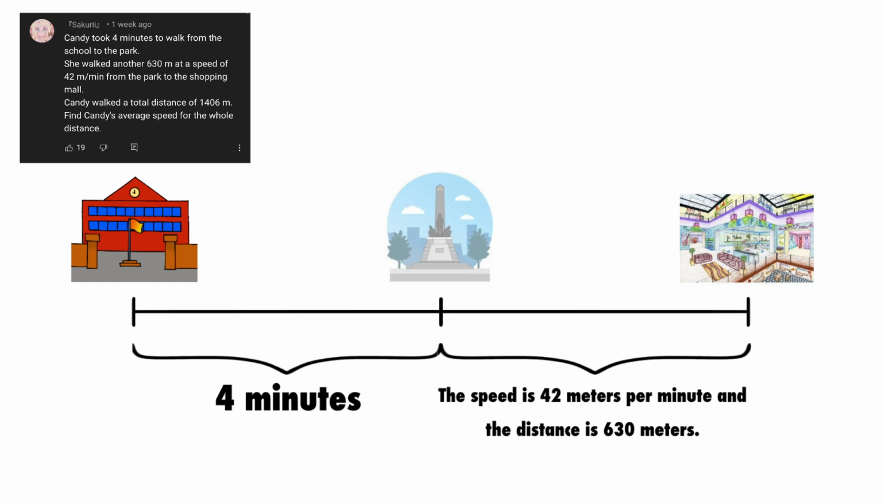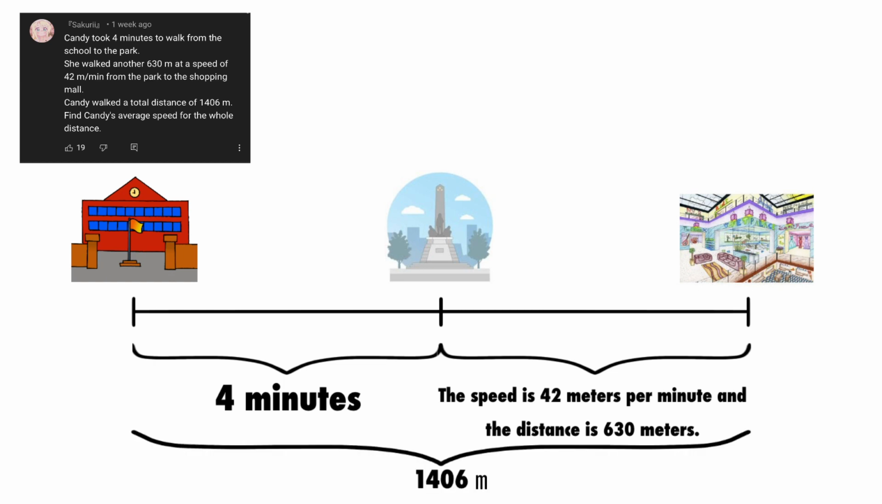The final statement shows the total distance Candy walked, which is 1,406 meters. Since Candy walked from the school to the mall, that means the distance between the school and the mall is 1,406 meters. The problem is asking for Candy's average speed. Now that we are done labeling everything, we can solve this problem.